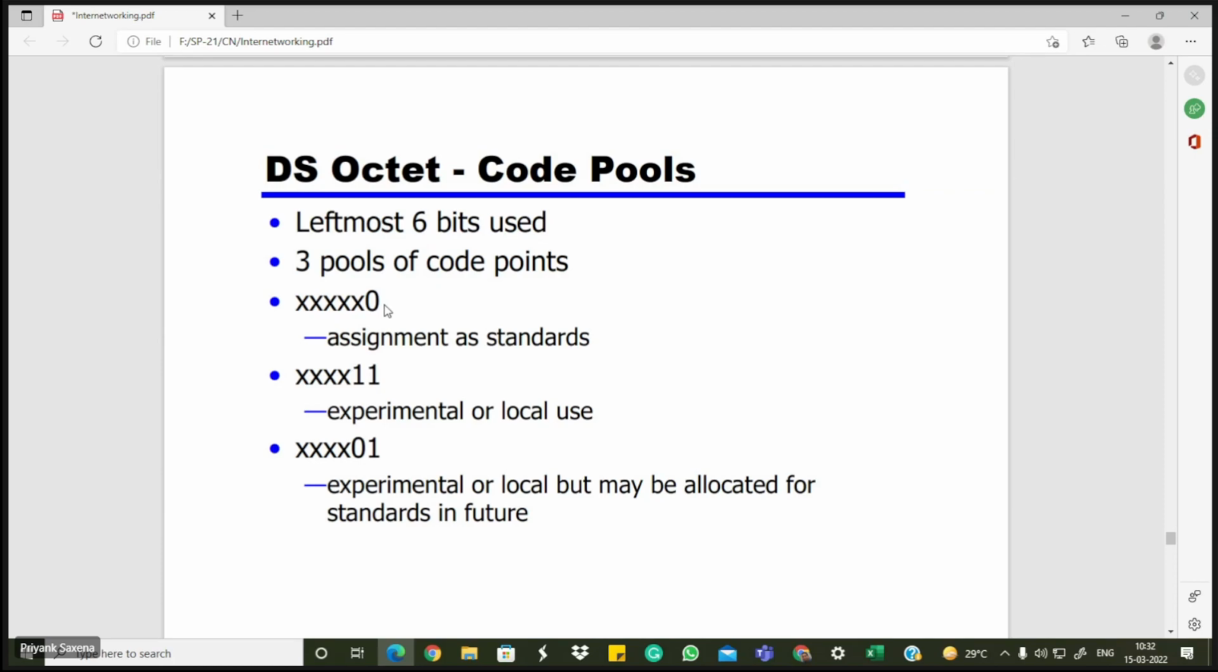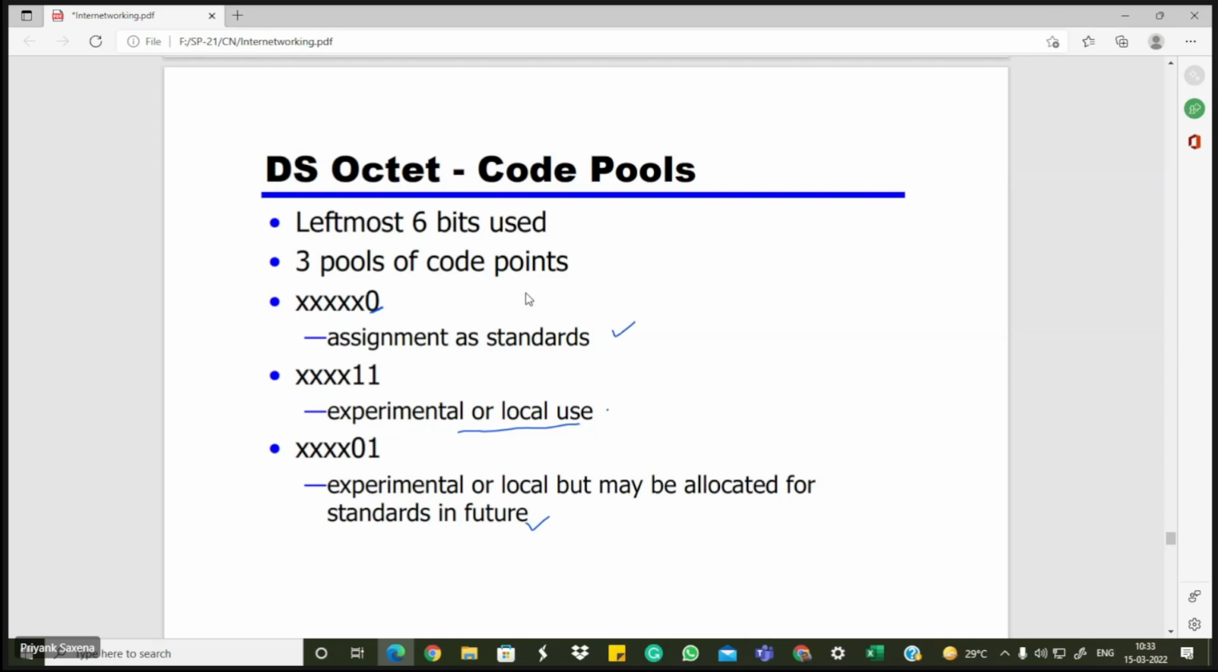So this X is either 0 or 1. Okay, these are reserved for assignment as standards, and these are reserved for experimental or local use, and this form is used for experimental or local use but may be allocated for standards in future. So within the first pool, several assignments are made.